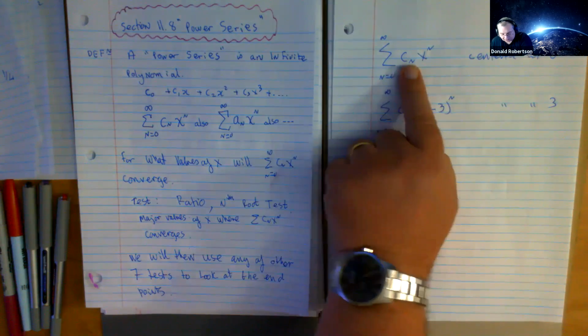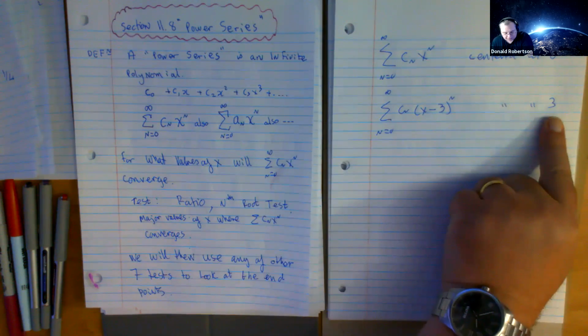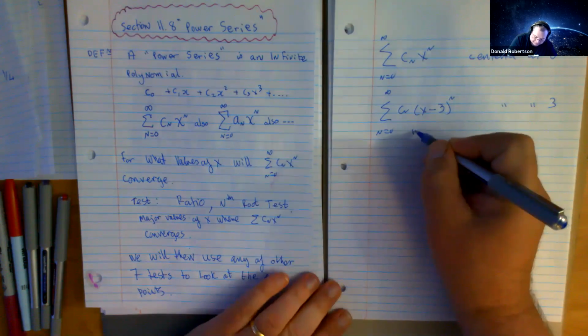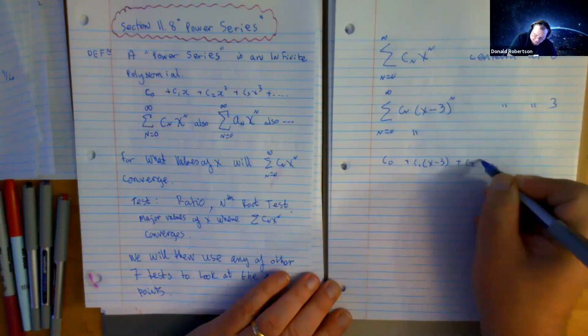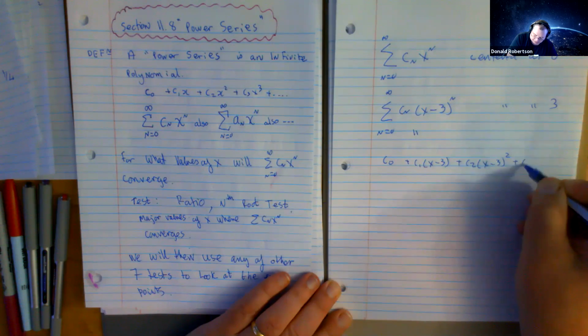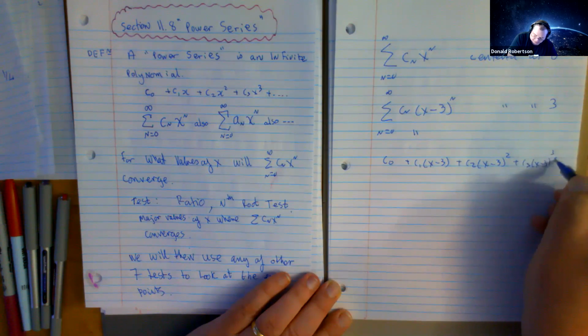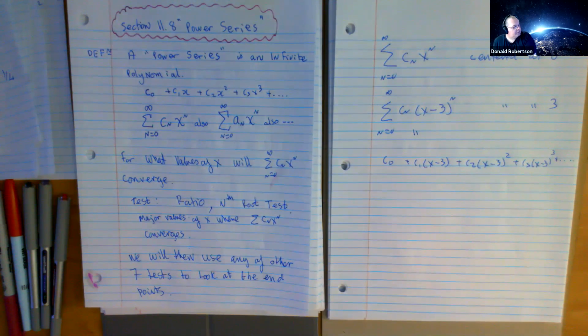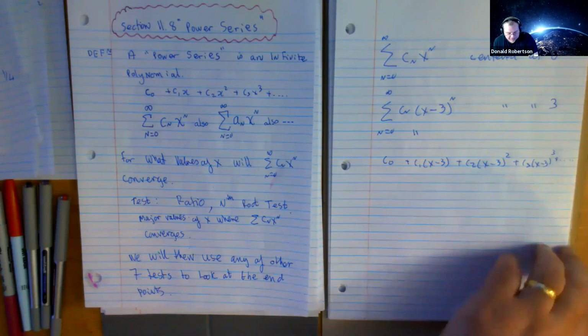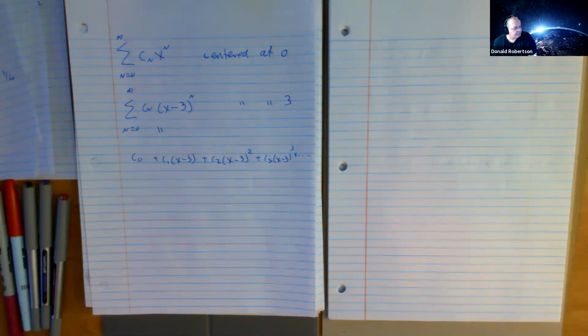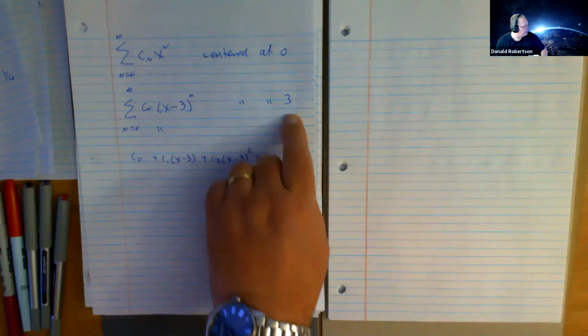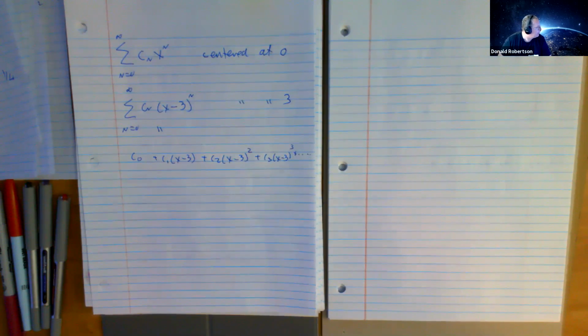So this is a power series centered at 0. This is a power series centered at 3. If you want to know what that guy would look like, it'd be C0 plus C1 x take away 3 plus C2 x take away 3 squared for eternity, right? So what we're now going to do is look at intervals of convergence and radius of convergence of power series that are not centered at 0 but centered at some other number, right?